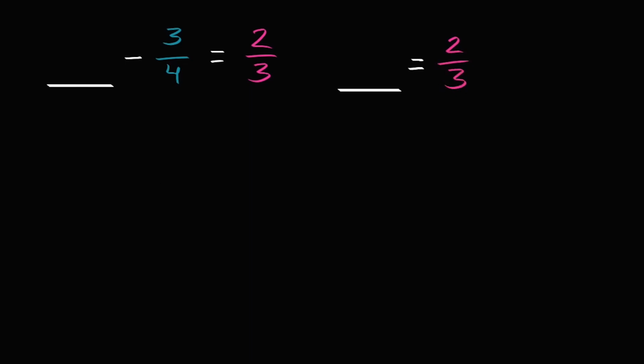2/3 plus 3/4 plus 3/4. And what is this going to be? Well, once again, I could rewrite both of these fractions so they have a common denominator. Well, what's the least common multiple of 3 and 4?